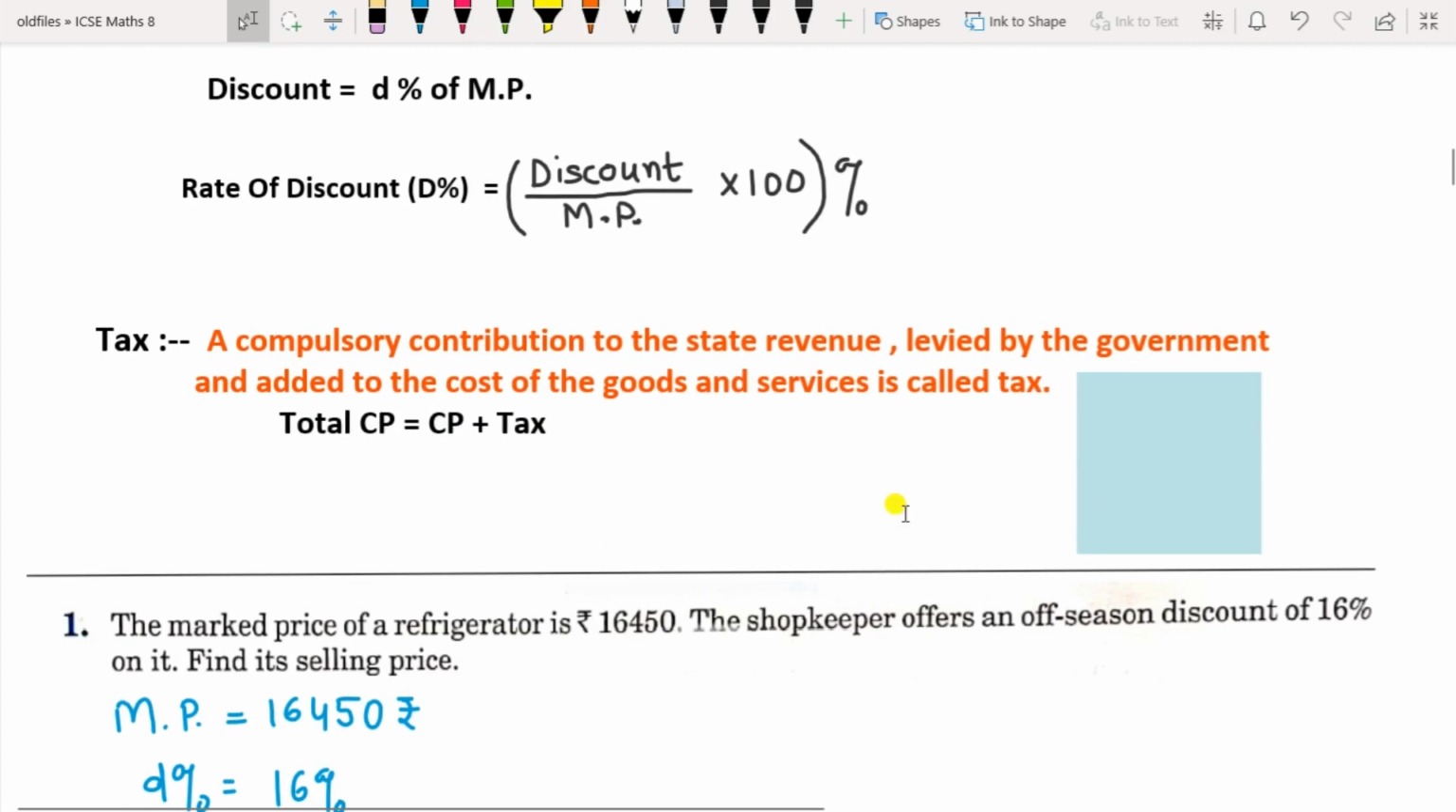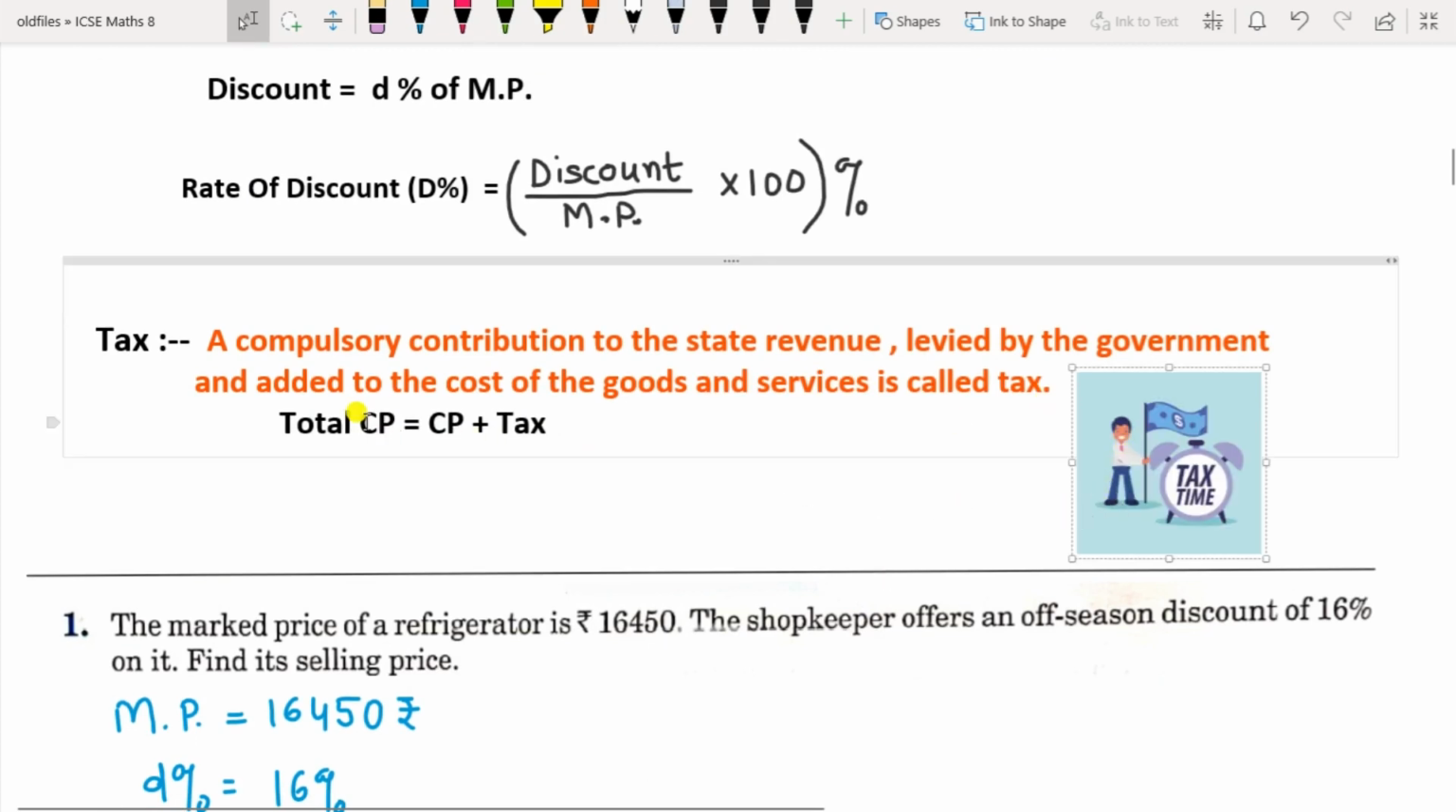So the next one here is the tax. A compulsory contribution to the state revenue levied by the government and added to the cost of the goods and services is called the tax. So tax is the compulsory amount of money that you have to pay to the government or the state, that is applied by the government, and it is always added to the cost price.